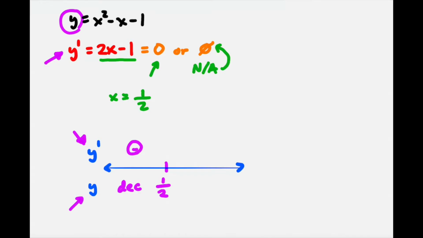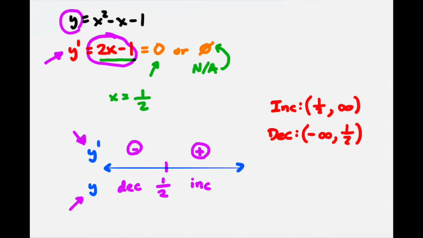And then I'm going to do the same thing to the right of the 1/2. So let's pick a number like 1, or infinity. It doesn't really matter what you pick. Either way, this first derivative right here is going to be positive. If you picked 1, it'd be 2 minus 1, which is positive 1. If you pick infinity, it's 2 times infinity minus 1, which is still going to be positive. So we're going to put a positive here, which means the y is increasing. So if the derivative is positive, the y is increasing. If the derivative is negative, the y is decreasing. The problem said to figure out the intervals of increasing and decreasing, so I'm going to write that over here. So far we have the increasing and decreasing intervals.